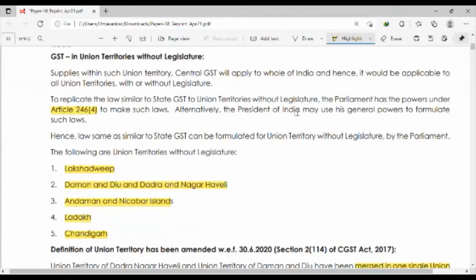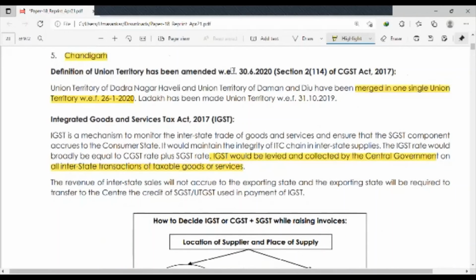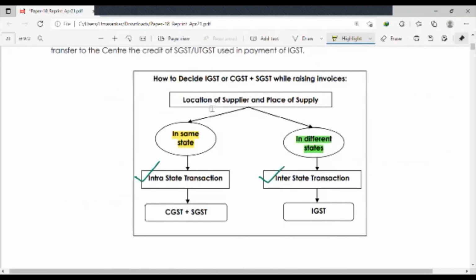Daman and Diu and Dadra and Nagar Haveli were earlier two separate union territories, but now they became one union territory. Here is the definition of union territory as amended, with those territories merged into a single union territory, in force from 26 January 2020. And IGST would be levied and collected by the central government on all interstate transactions of taxable goods and services. Here you can see how to decide whether IGST is applicable or CGST plus SGST is applicable.